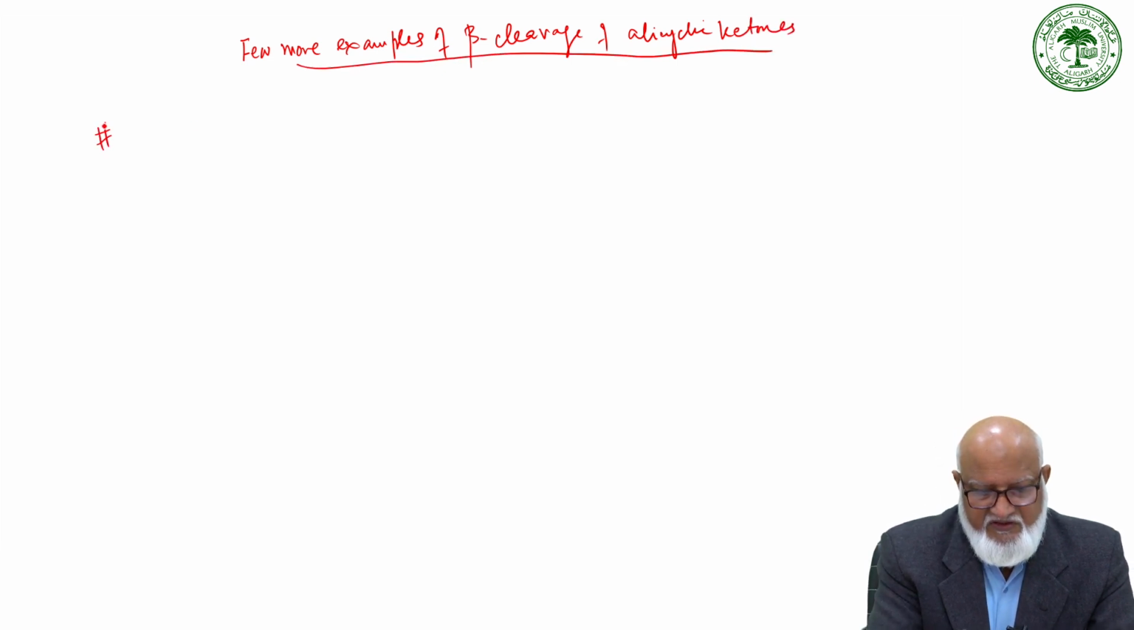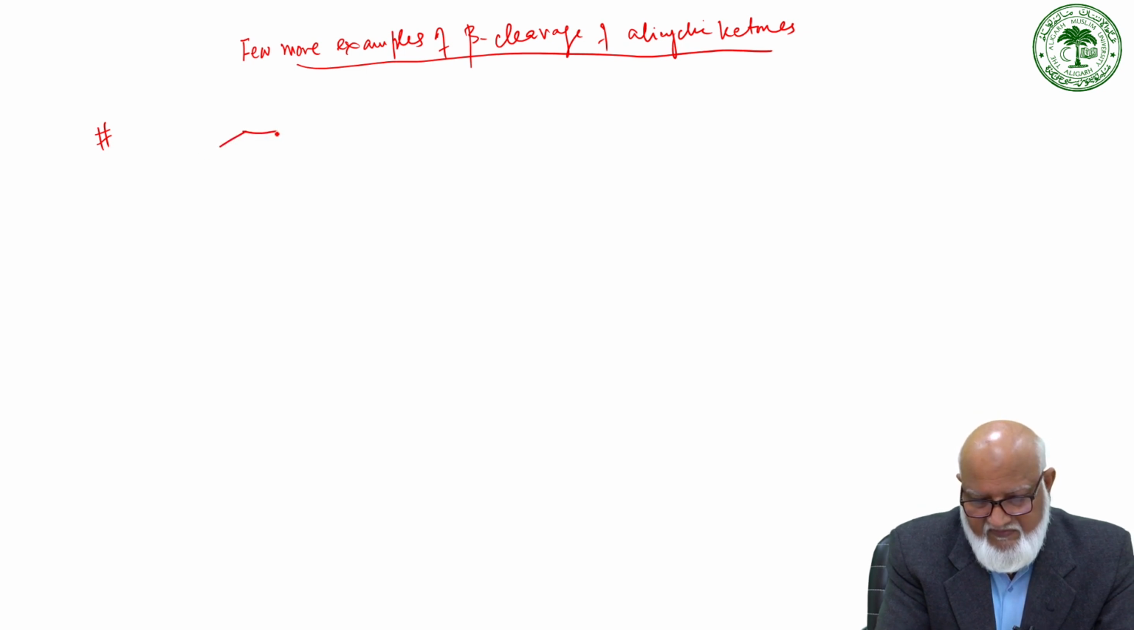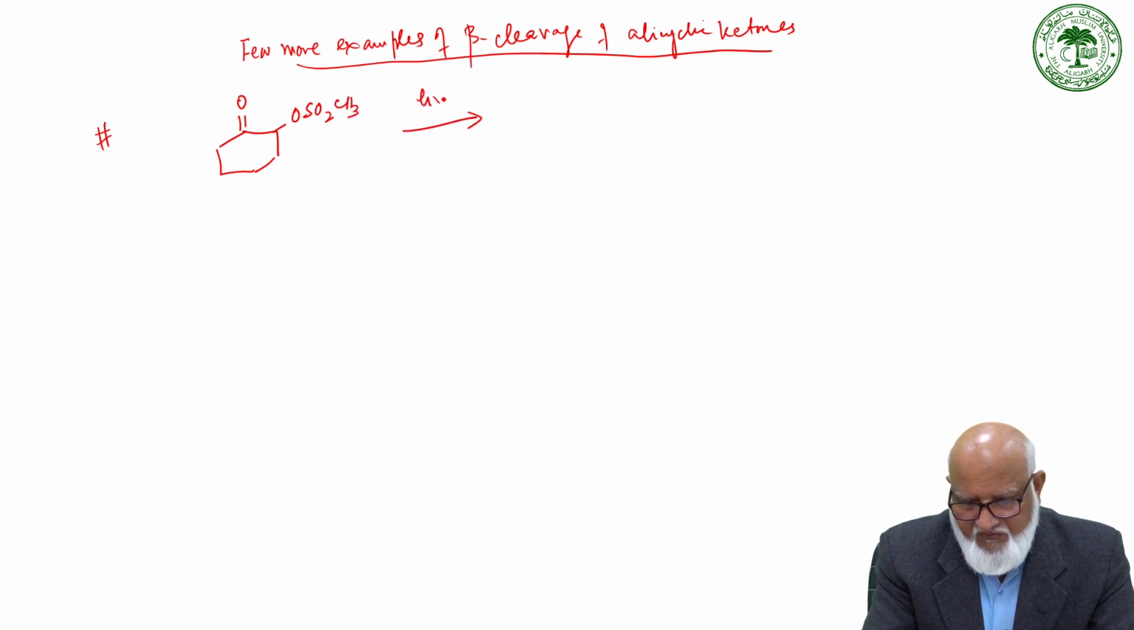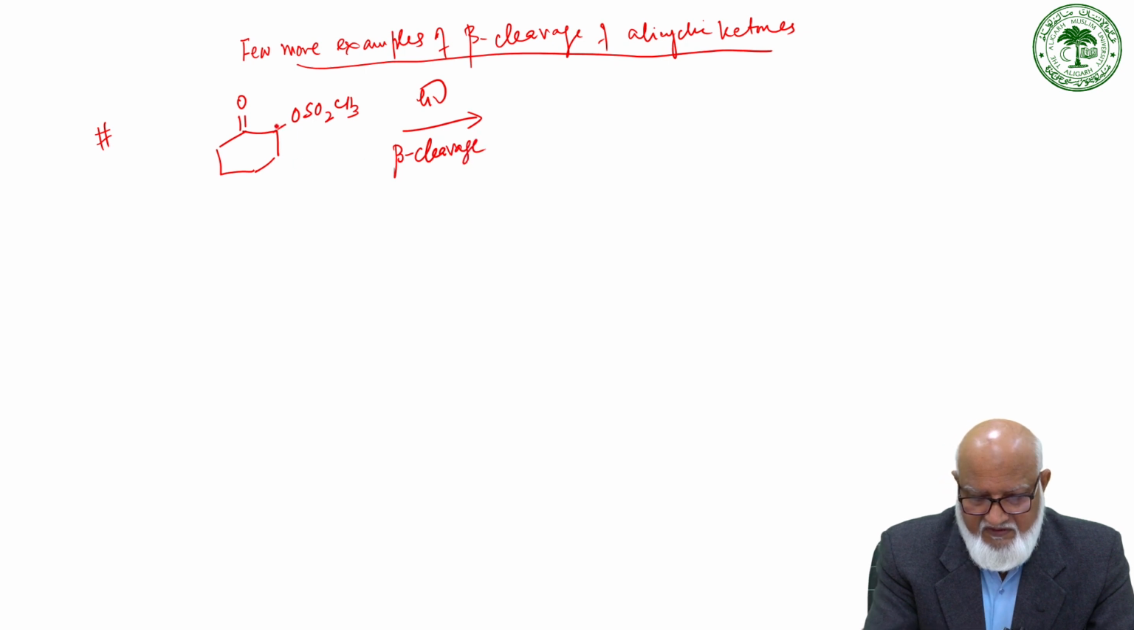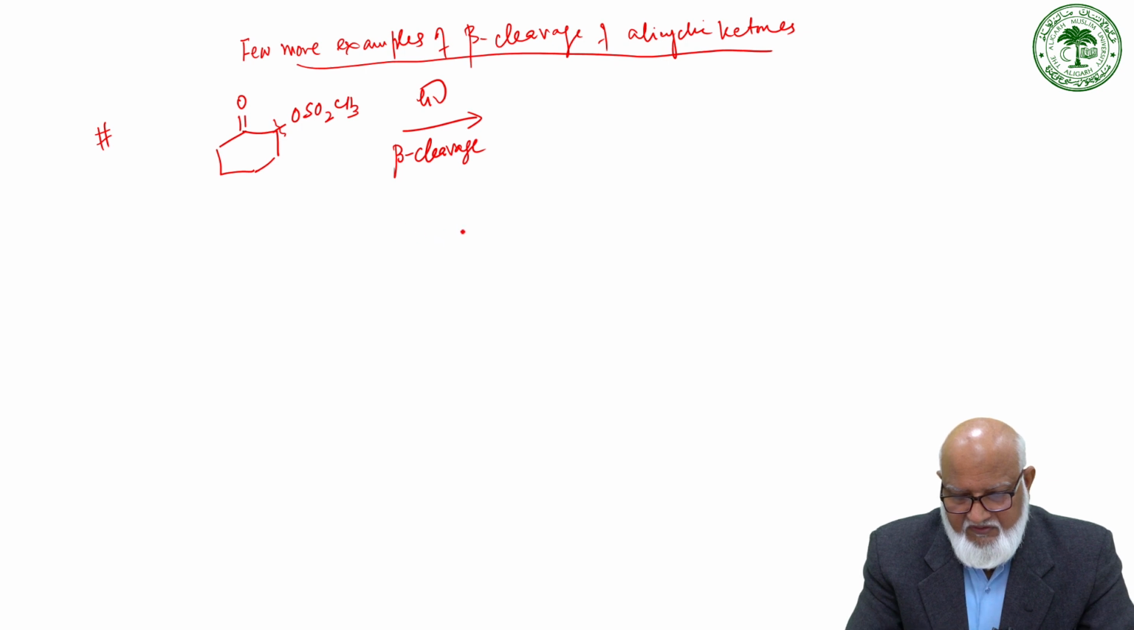So it has been found that if we have a system like this, cyclohexanone with a substituent at the alpha carbon, OSO2CH3, this under photolytic condition undergoes beta cleavage. This is the alpha bond, this is the beta bond cleavage. So it gives a radical pair.